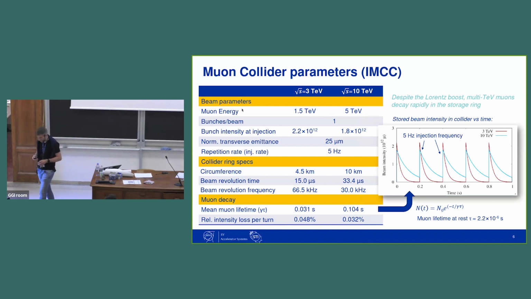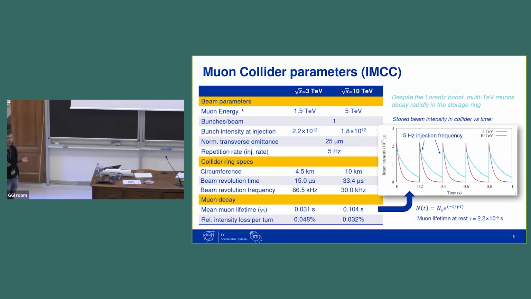Okay, let's start a bit with the muon collider parameters here. These are the IMCC parameters. Daniele already introduced this yesterday. This is for the 3 TeV machine and for the 10 TeV machine. Of course, the muon beam energy is then half, so it's 1.5 TeV for the 3 TeV machine and 5 TeV for the 10 TeV machine. We always have only one bunch in the machine. But then we have a very high bunch density. We have a bunch intensity of around 2 times 10 to the 12.